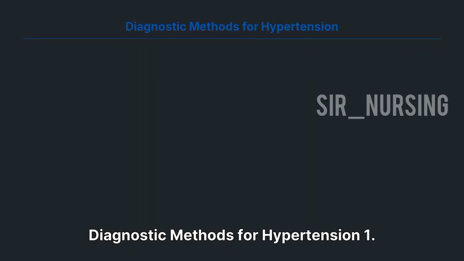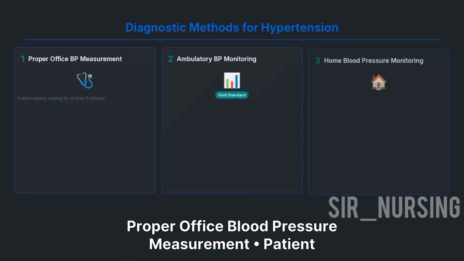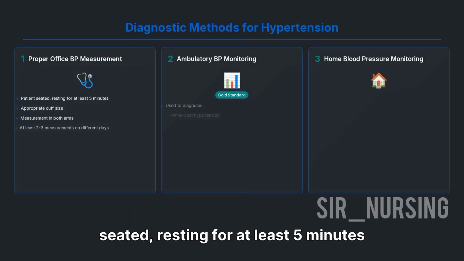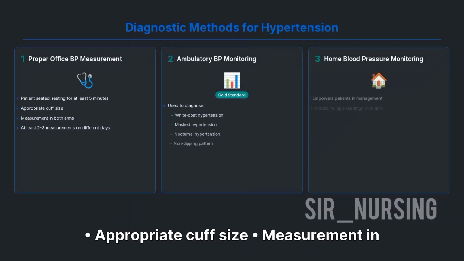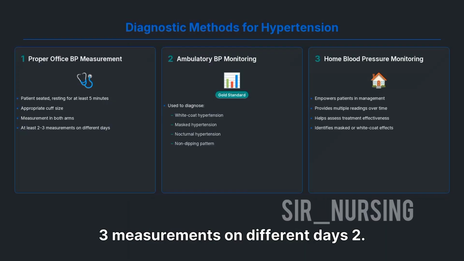Diagnostic methods for hypertension. 1. Proper office blood pressure measurement. Patient seated, resting for at least 5 minutes. Appropriate cuff size, measurement in both arms, at least 2 to 3 measurements on different days.